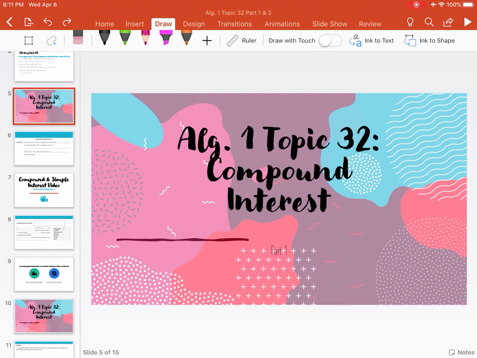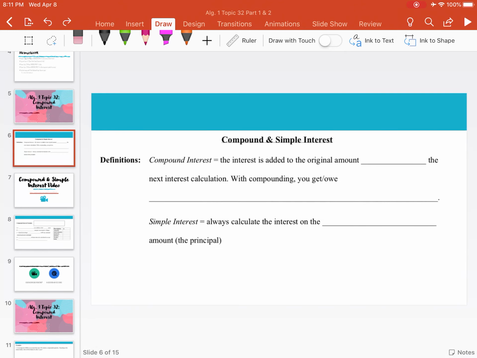Welcome to Topic 32 for Algebra 1, Compound Interest. In Part 1, we're going to identify the difference between compound interest and simple interest. So let's start with these two definitions.